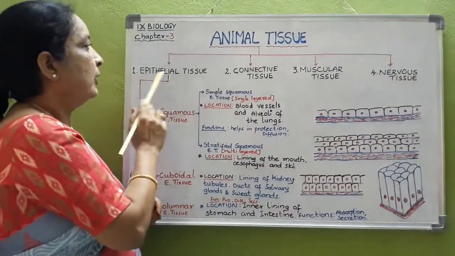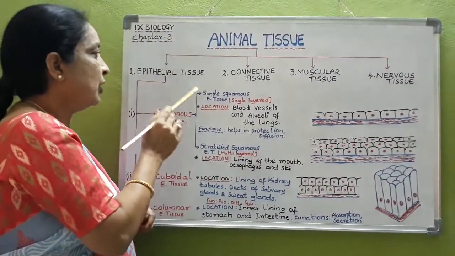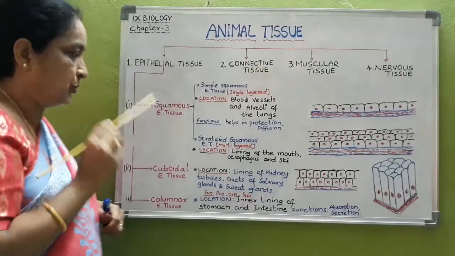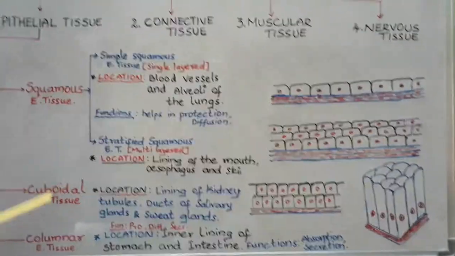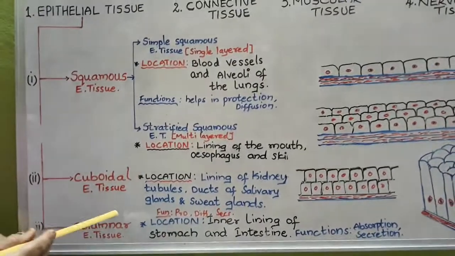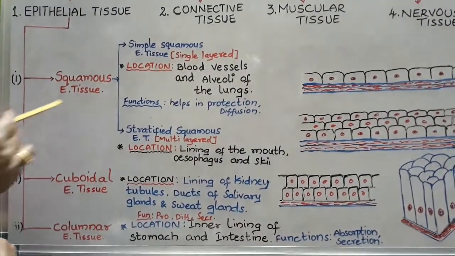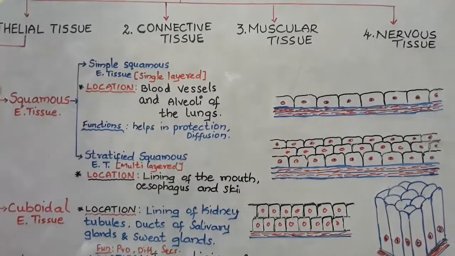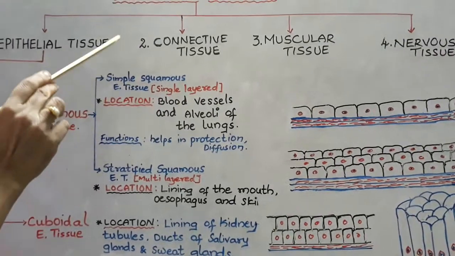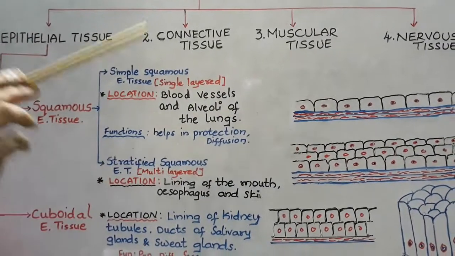According to the layers and their function, there are 3 types of epithelial tissue. The first one is squamous tissue, then cuboidal tissue, and the third one is columnar tissue. We will go through them one by one. According to the layers, the squamous tissue is again divided into 2.